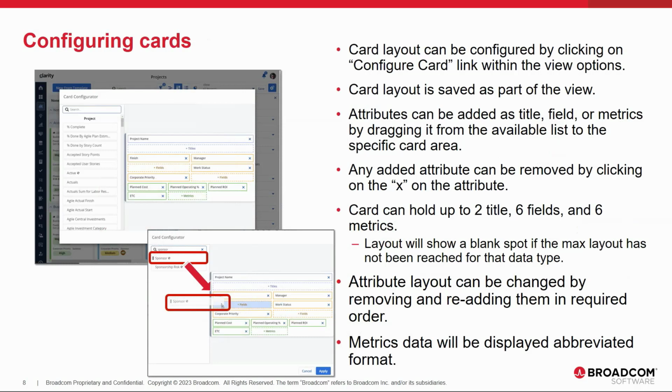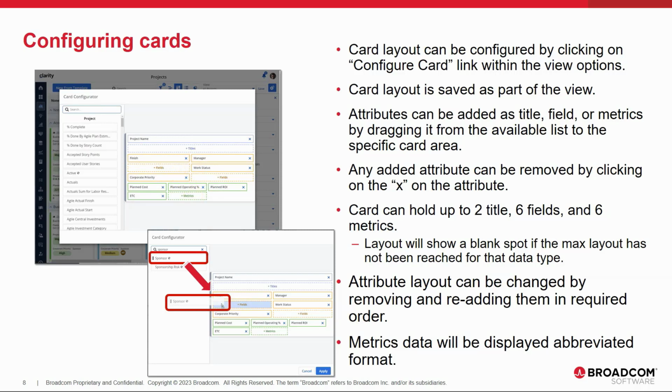Configuring a card is straightforward, where the user, when clicking on the configure card link within the view option, will see the layout configurator. The user can see all the list of available attributes on the left, and on the right they can see the card layout. The user can easily filter for attribute and then drag and drop the specific attribute to any one of the areas in the card, such as the title, the fields, or the metrics. The user can drag and drop into the open title, field, and metrics areas only.